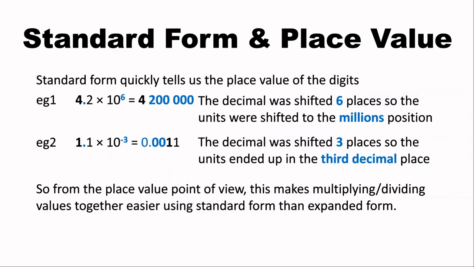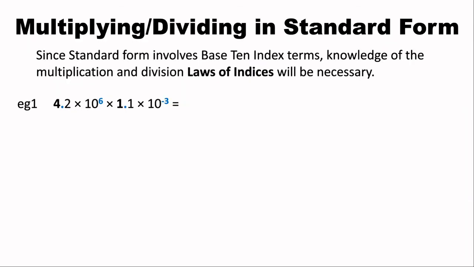So from the place value point of view, this makes multiplying and dividing values together even easier in standard form than in normal expanded form. Since standard form involves base 10 index terms, a knowledge of multiplication and division laws of indices will be necessary for this. If you haven't learned that before, again, check the description box down below and I'll link some lessons there for you.